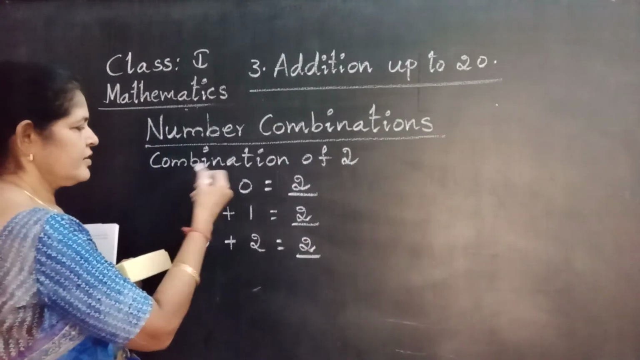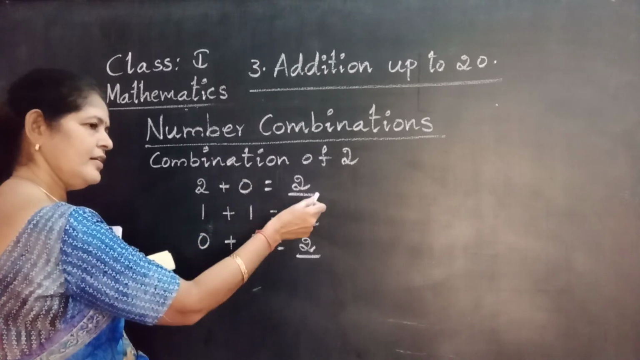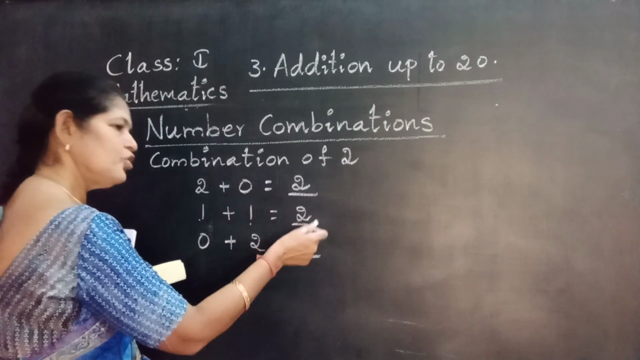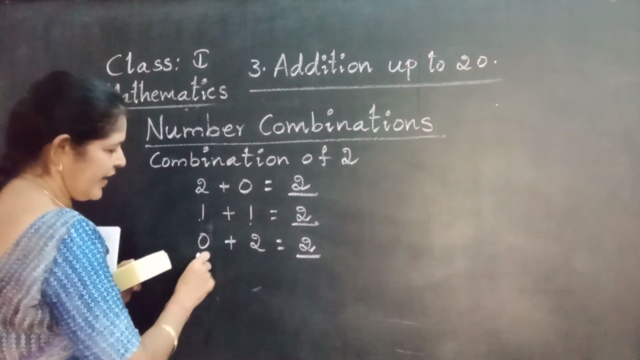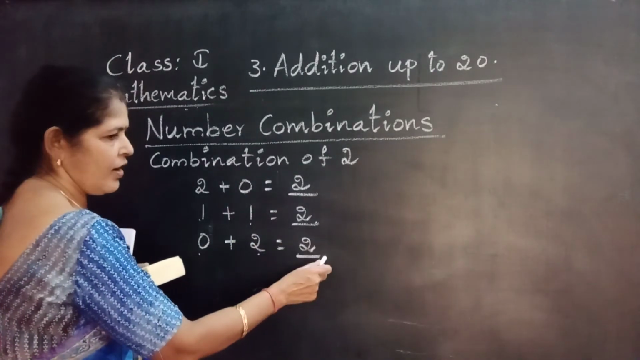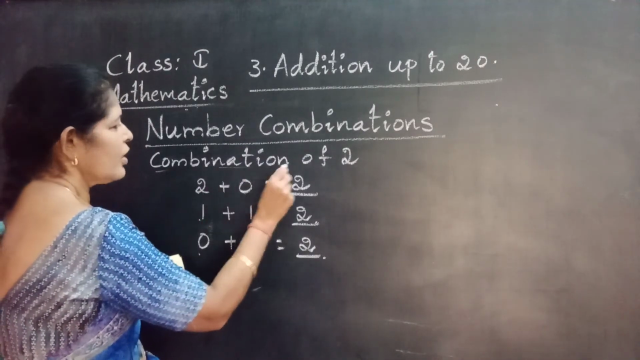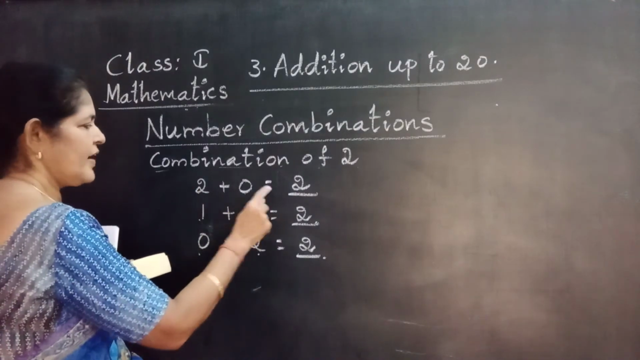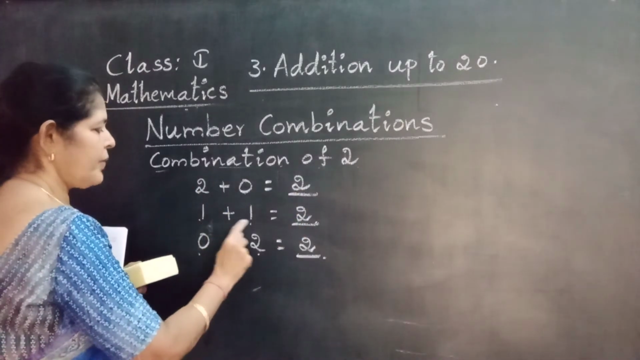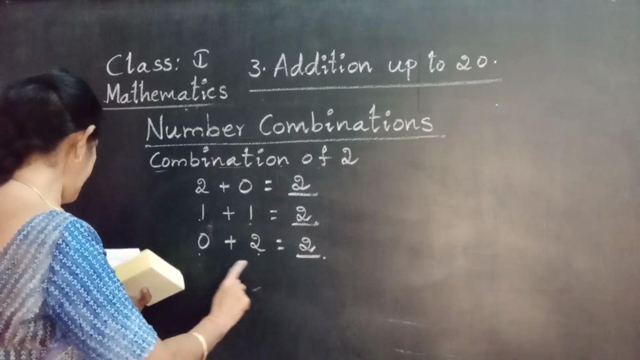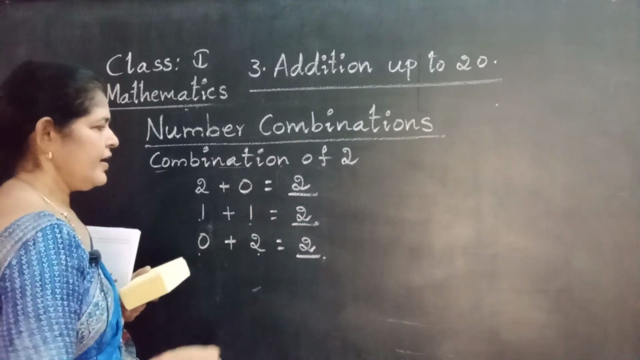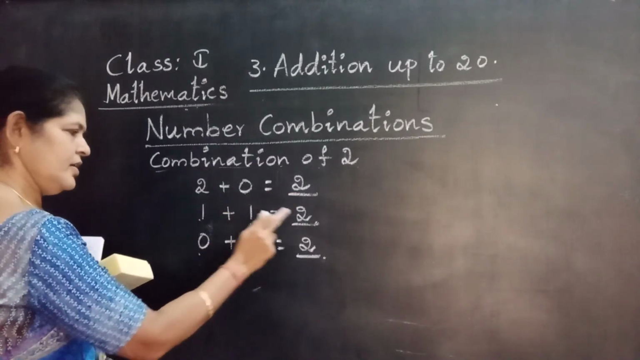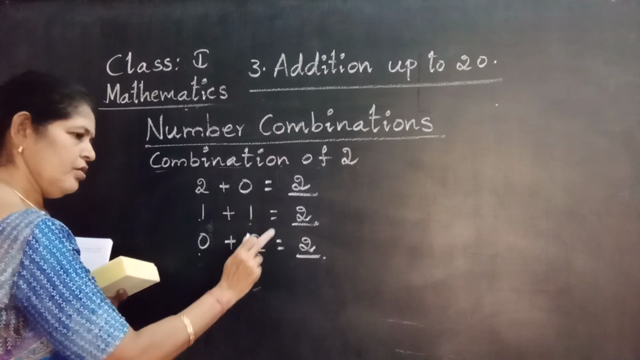2 chocolates, no chocolates, then 2 chocolates only. 1 chocolate and 1 chocolate, 2 chocolates. No chocolates, 2 chocolates, 2 chocolates. This is the combination of 2. How do you get 2 with 2 numbers? 2 plus 0, 2. 1 plus 1, 2. 0 plus 2, 2. Okay? Again, 2 plus 0, 2. 1 plus 1, 2. 0 plus 2, 2.